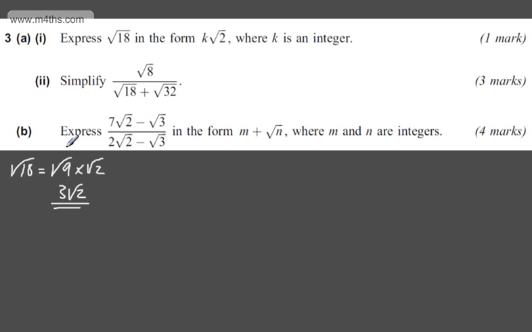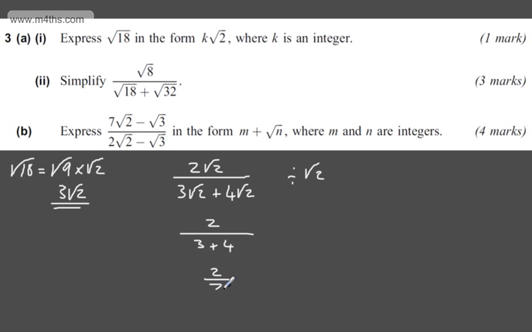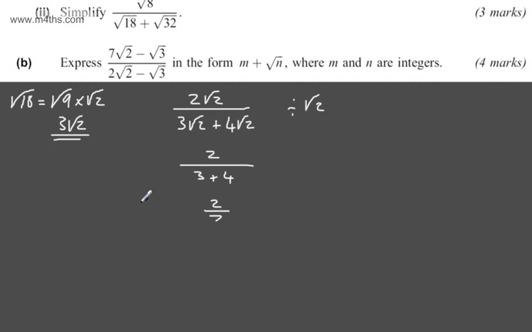In the second part, for 3 marks, we're asked to simplify the root of 8 over the root of 18 plus the root of 32. We can write the root of 8 as 2 root 2. We already know that the root of 18 is 3 root 2, and I'm going to add to that the root of 32, which is 4 root 2. I can divide the numerator and the denominator by root 2. That's going to give me 2 over 3 plus 4. We can simplify this to 2 over 7. So 3 marks in the second part of part A.